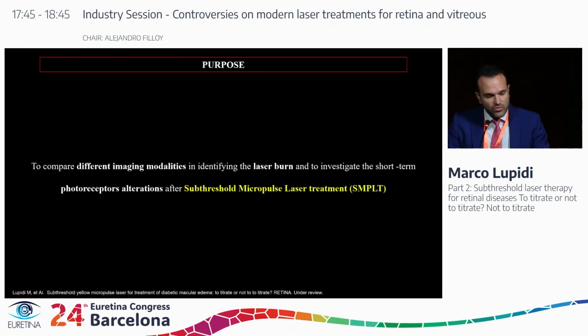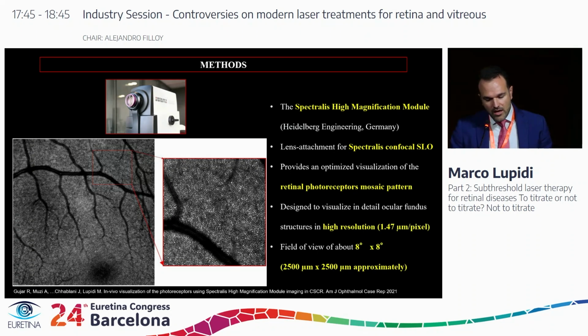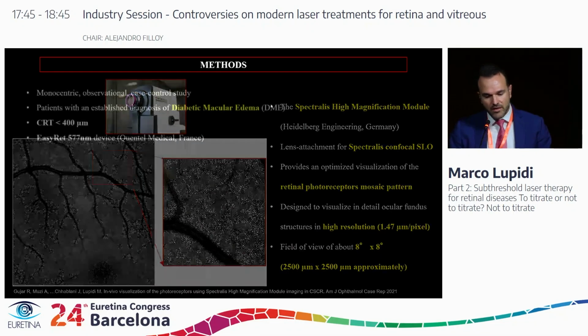So, what we wanted to do initially was to compare different imaging modalities in identifying the laser burn and to investigate the short-term photoreceptor alterations that we can obtain after the subthreshold micropulse laser treatment. In order to evaluate the damage at the level of the photoreceptors, we used the Spectralis high magnification module, which provides an optimized visualization of the retinal photoreceptor mosaic pattern with high-resolution images that reach 1.47 micron per pixel. So we have a good visualization of the entire photoreceptor mosaic in the assessed area.